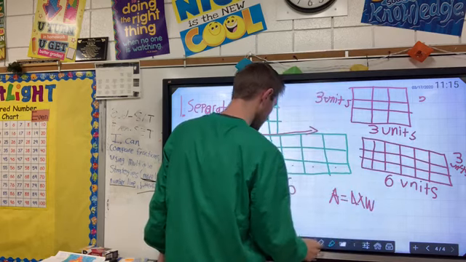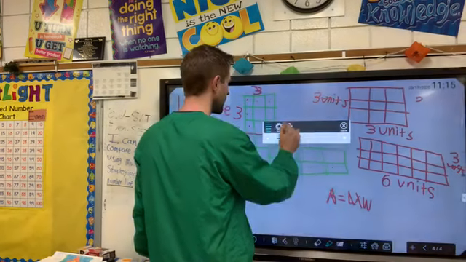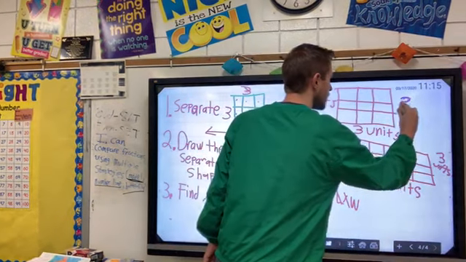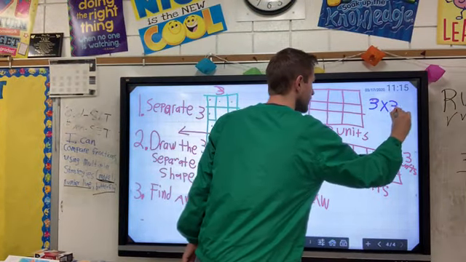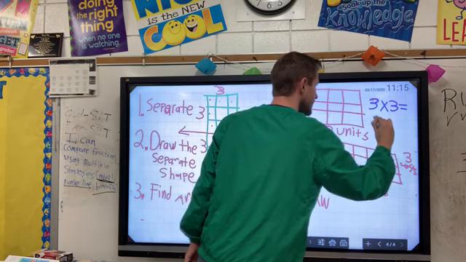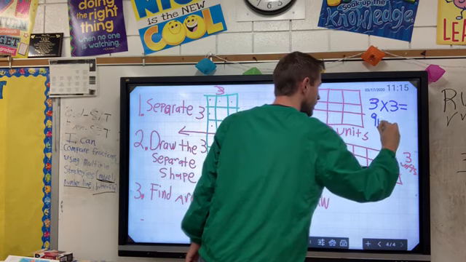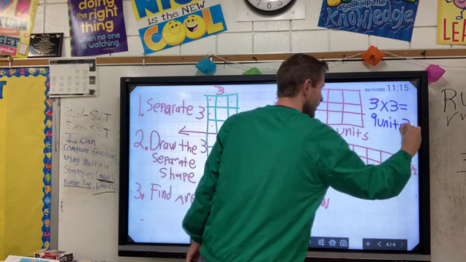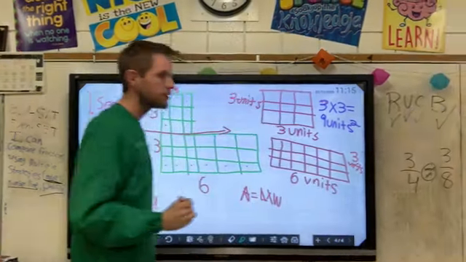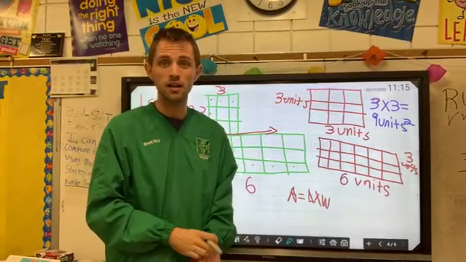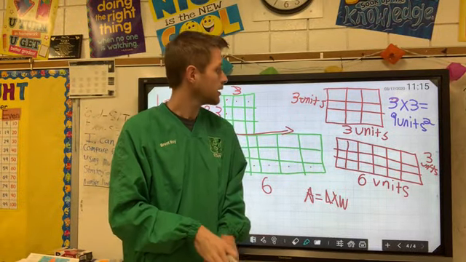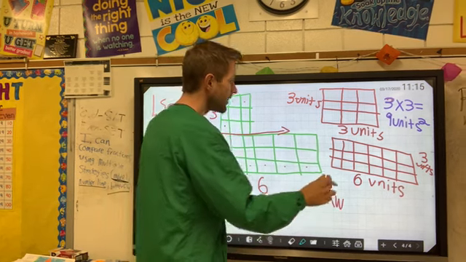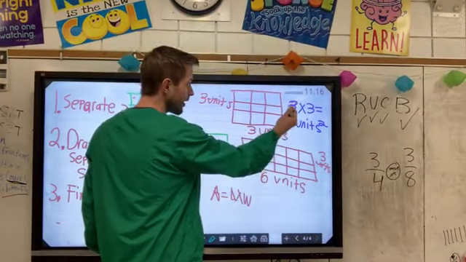Let me do a different color for you. I'm going to multiply 3 times 3, which is going to give us 9 units what? What do we have to do with area? You remember? We have to put that small 2 up top. That's called square. All right? 9 units squared. Good. And then we found the area for the first one.